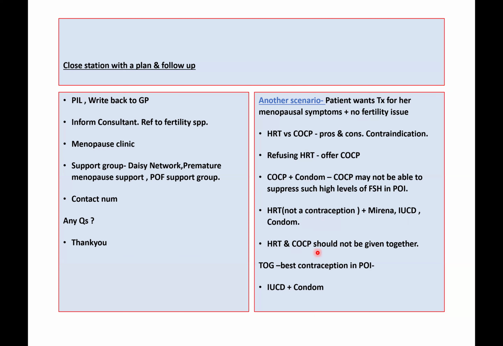Talk says HRT and COCP should not be given together. And as per the talk, the best contraception in POI is IUCD and condom. So if she is only going for the HRT, then we can give her the Mirena as well. Any contraception has to be given to this patient. With HRT, we are not going to give COCP because COCP should not be given together. This is what has been mentioned in the talk: Mirena, IUCD, or condom.